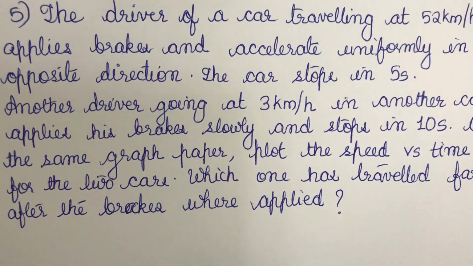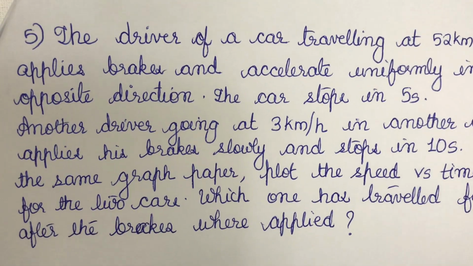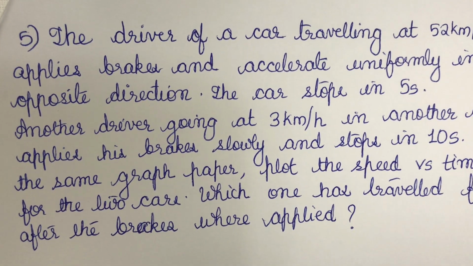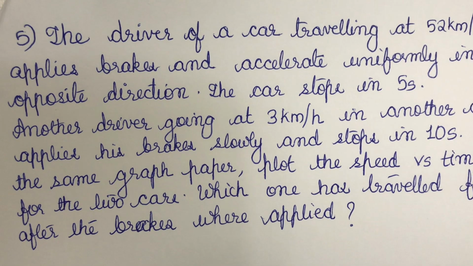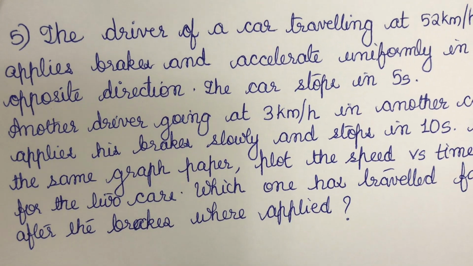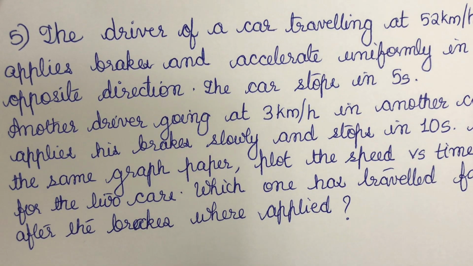Oh, it's a lengthy question, right? So don't worry seeing the length of the question. It's actually very easy, okay? First, we will analyze what the question is telling us. So the driver of a car traveling at 52 km per hour. Whatever is in the question, we'll write first.